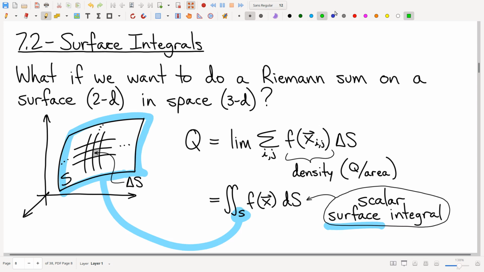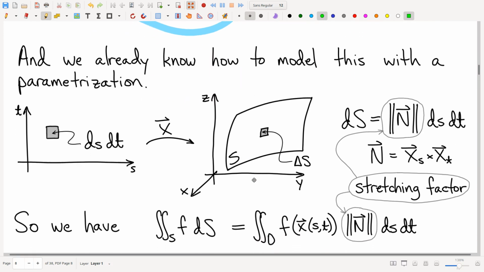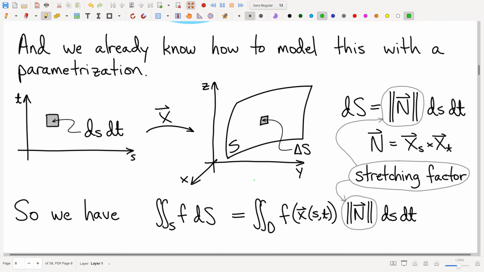We're going to call this a surface integral because the domain is a surface, and specifically we're going to call this a scalar surface integral because of two things. First of all, the differential is a scalar quantity, and then also the integrand is a scalar quantity. So you can flip back in the notes to where we first defined scalar line integrals, and I think you'll find it's very analogous.